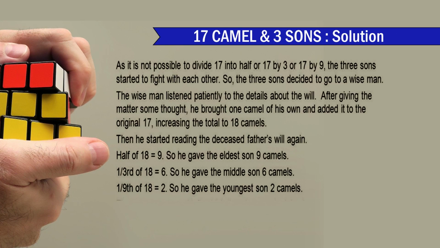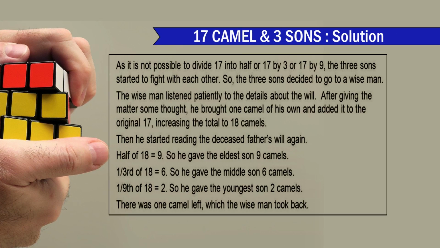Actually, that wise man was also having a camel, and he included his camel among those 17 camels. So now 18 camels are there and now he read the will. As per the will, the eldest son should be given half of the camels. So half of 18 is 9 camels. So he gave 9 camels to the eldest son.